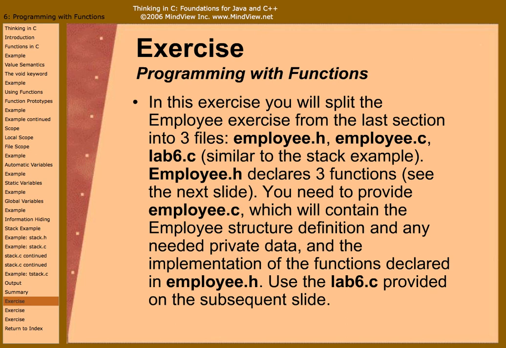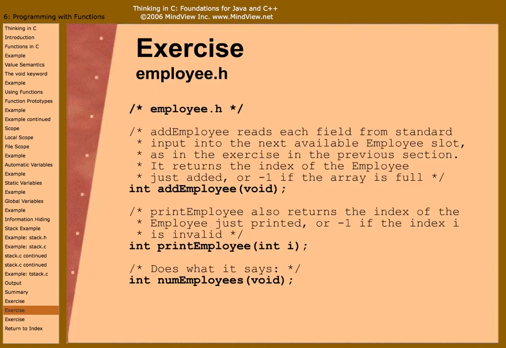Now, in order for this to work, you're going to have some private data. Again, similarly to what we did in the stack example, you want to have an array of employee structures defined privately inside of employee.c. Here are the functions that I'm declaring for you to implement. Add employee will begin a dialogue with the user. Just like you did with the previous program, you'll print out a prompt and read in the last name and the first name, etc., and fill in an employee structure, and then take that structure and put it into the array of employees, which is private to your employee.c file.